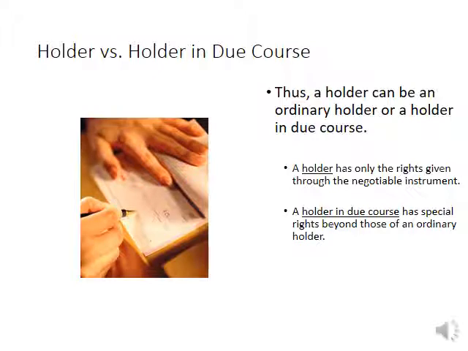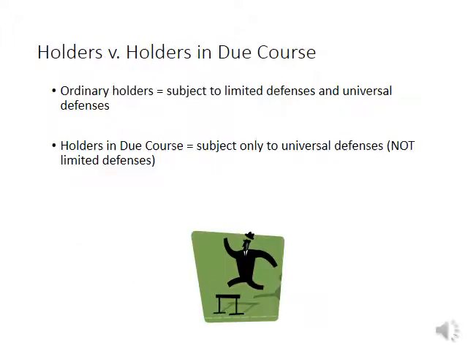So now we're going to look at the difference between a holder and a holder in due course. A holder in due course is a better position to be. A holder can be an ordinary holder, or a holder could be a holder in due course. Now, we got to distinguish between a holder and a holder in due course. A holder has only the rights given through the negotiable instrument. So a holder in due course has special rights. So where you really want to be is a holder in due course.